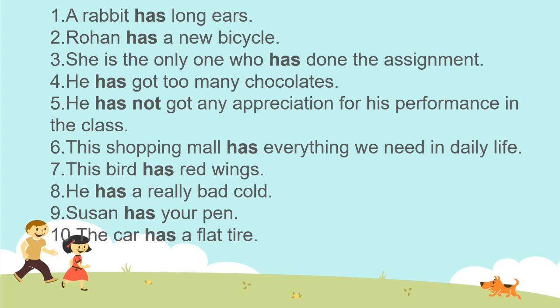He has not got any appreciation for his performance in the class. This shopping mall has everything we need in daily life. This bird has red wings. He has a really bad cold. Susan has your pen. The car has a flat tire. So now these are the sentences which are using "has" and which are showing that the thing or the event is connecting with the subject.